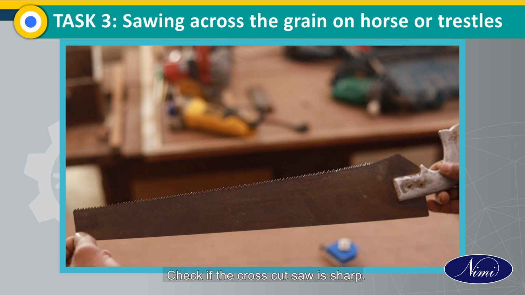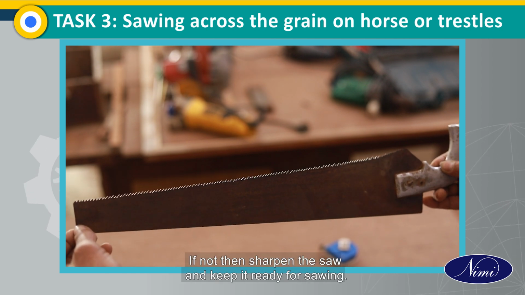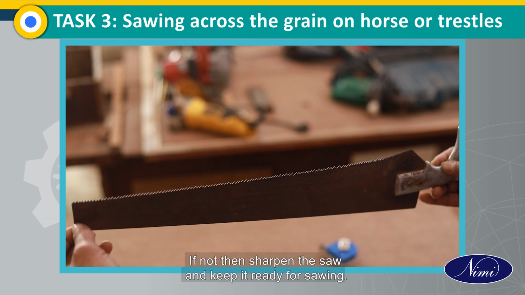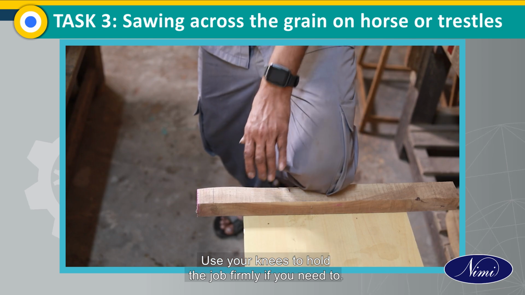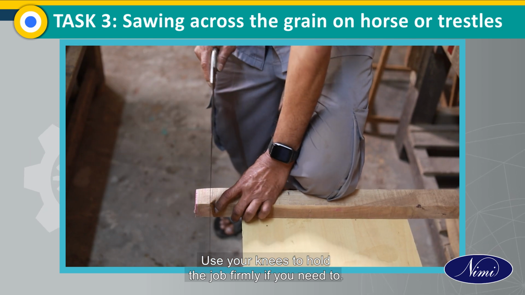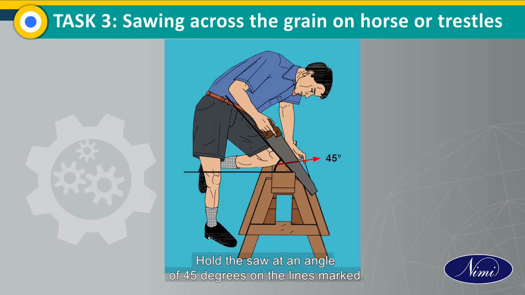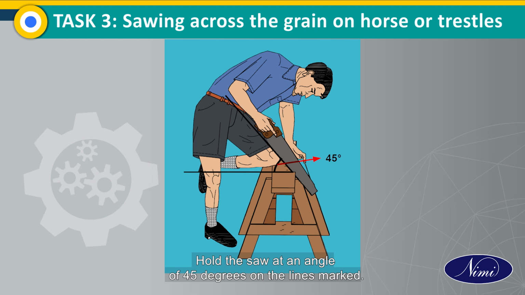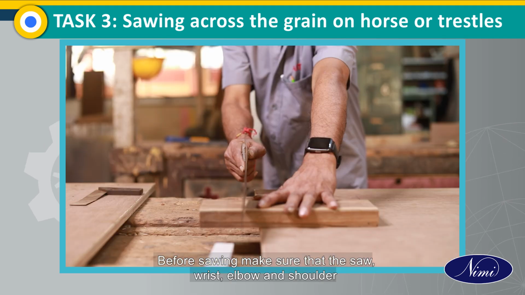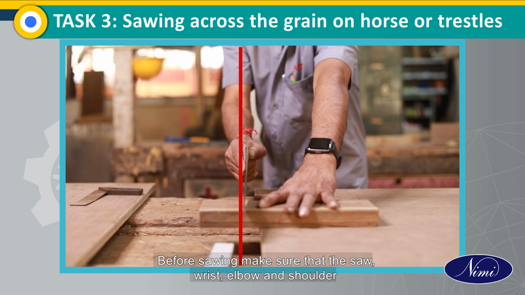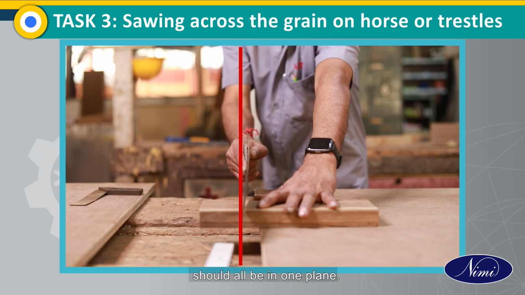Check if the cross-cut saw is sharp. If not, then sharpen the saw and keep it ready for sawing. Use your knees to hold the job firmly if you need to. Hold the saw at an angle of 45 degrees on the lines marked. Before sawing, make sure that the saw, wrist, elbow and shoulder are all in one plane.